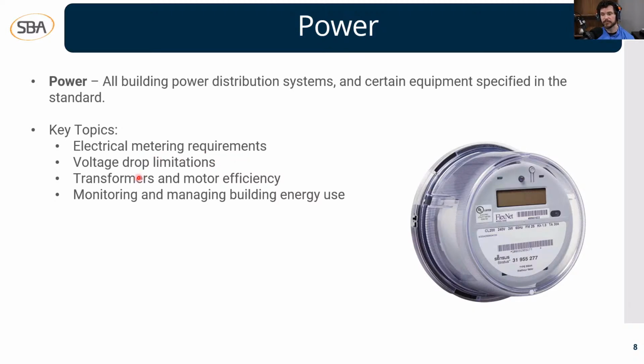We got to check that voltage drop limitation, as I just mentioned. We need to make sure that our transformers and motors are efficient. And also, we need to make sure that we're monitoring and managing the building energy use. That's right, you need to be able to measure that energy usage. I don't think I can emphasize that enough. It sets the stage for energy dashboards and building analytics platforms. So with our BAS reports, we can see how much energy we're using from our power.